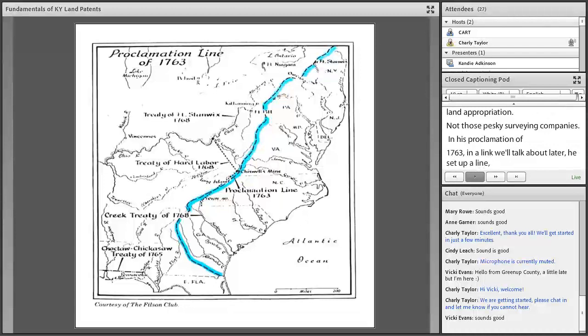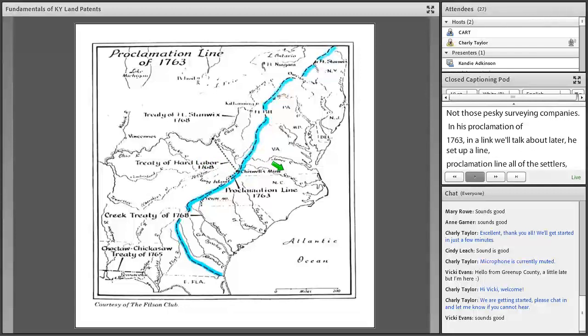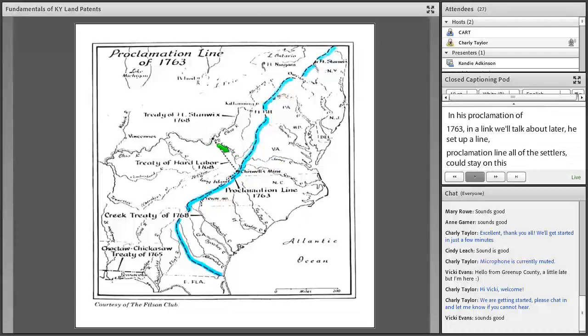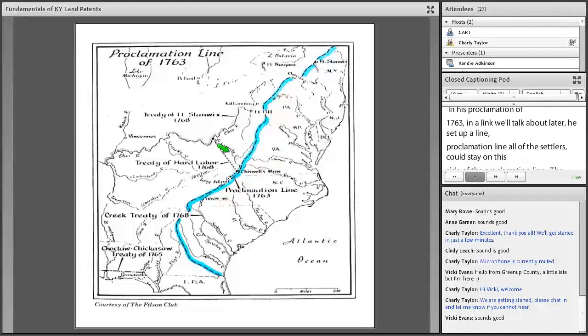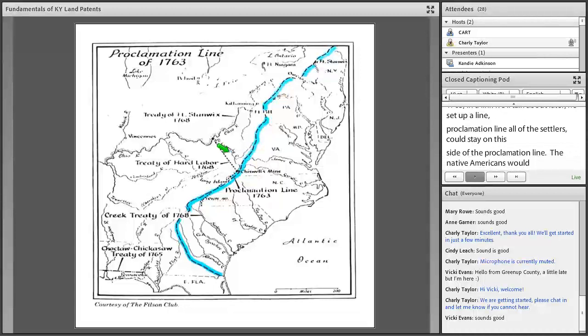All of the settlers could stay on this side of the proclamation line. The Native Americans would be restricted to the western side of the proclamation line. But as you'll see on the map, there were a lot of treaties that were being negotiated, including for that area that would become Kentucky. So we're going to be fighting a war against that king at some point in time. So somehow those settlers are going to start crossing that blue line.